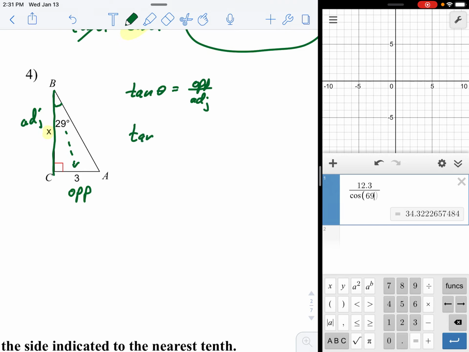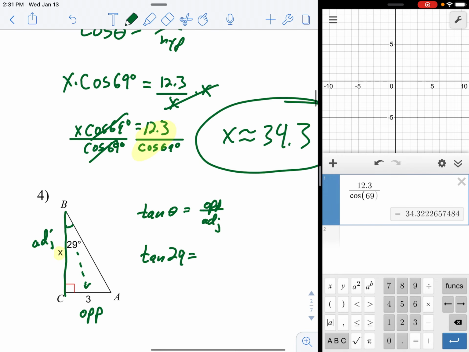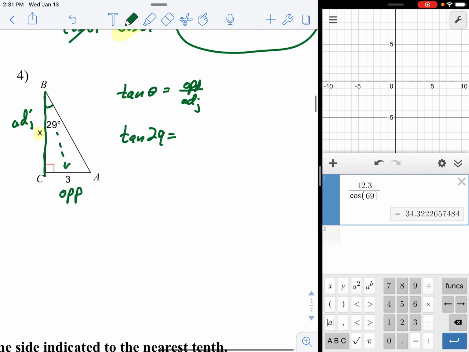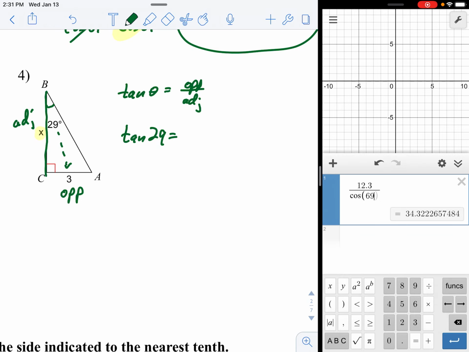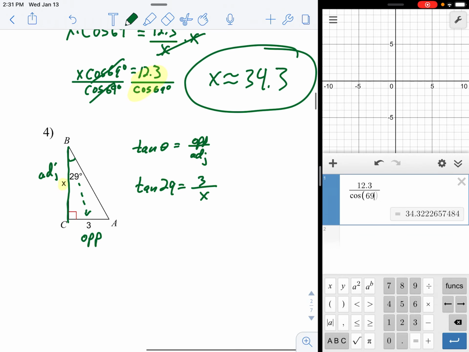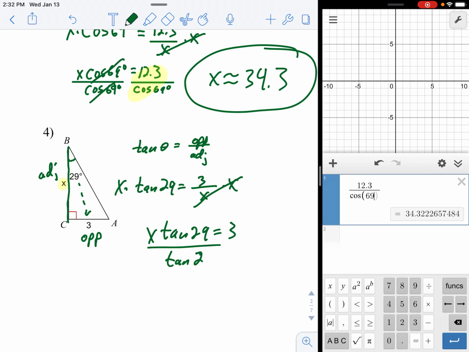You might not have to do this step, it's up to you. Then you plug everything in. So our theta is 29 degrees. And I'm not going to write degrees in, it just gets too tedious to write that over and over. So tangent of 29 equals opposite, which is 3, over adjacent, which is x. And once again, we've got a problem with a variable in the denominator. So to solve that, I'll want to multiply both sides by x to get it out of the denominator. x tan 29 equals 3. Then divide both sides by tan 29.